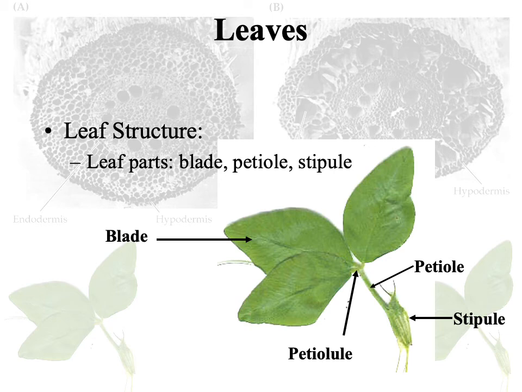So a petiole, let me make sure you understand this. A petiole supports a leaf. A petiolule supports a leaflet. This leaf has three leaflets or components to it. That should be clear to you.